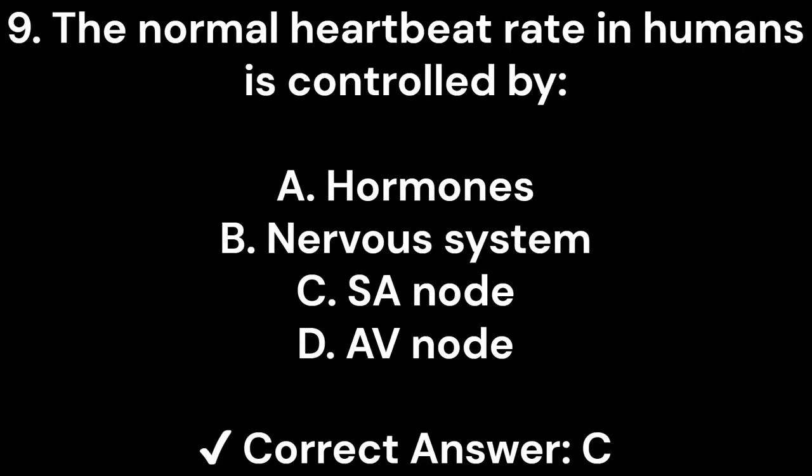9. The normal heartbeat rate in humans is controlled by: A. Hormones, B. Nervous system, C. SA node, D. AV node. Correct answer: C. SA node.